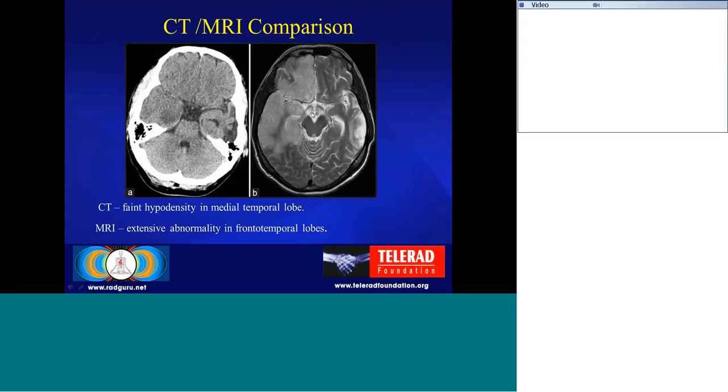See, the whole of the temporal lobe is involved, and also the whole of the frontal lobe is involved, and the medial aspect of the temporal lobe is involved. This is a case of herpes simplex encephalitis where MR is very important, and CT should not be done in cases of encephalitis. Only in delayed cases will there be some information from CT.